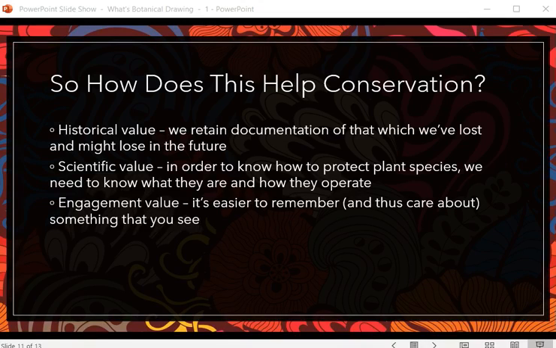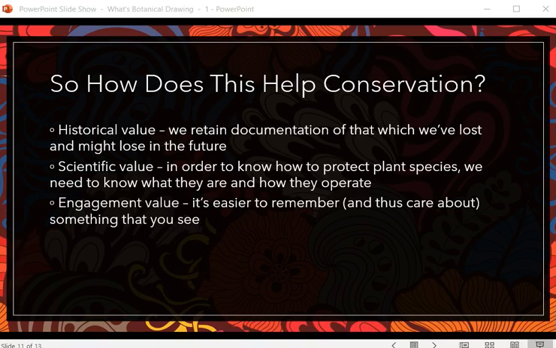So, how does this help conservation? It helps conservation in three main ways. It has historical value. We've retained the documentation of plants that we've lost and plants that we might lose in the future. And because we have this information about endangered species and their relatives, we can see how our actions are affecting our environment.